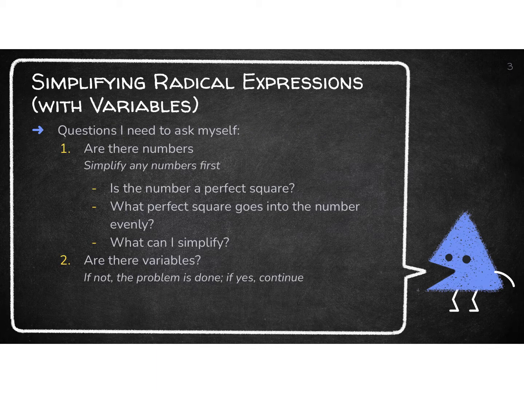So first things first, questions that you have to ask yourself. Are there any numbers? Okay, we need to simplify those numbers first. This is what we did yesterday, Unit 2, Lesson 1. The new part then is looking at variables. If there's no variables, then we're done. If there are variables, then we have to go ahead and simplify those.